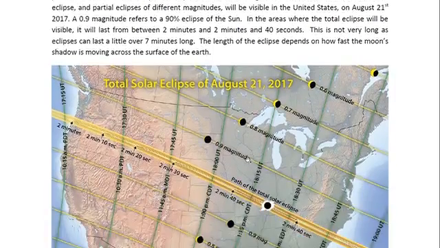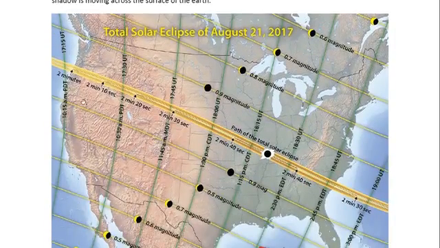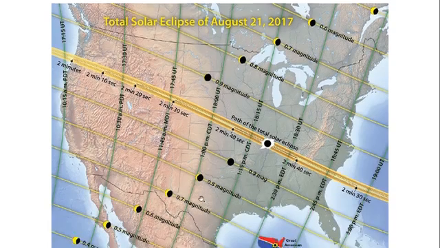And the track that it will form on the 21st of August has been mapped out already. This will be the track. This is the track that will be 70 miles wide. And then outside the track, we will get the partial eclipses. There's the 0.9 magnitude, where we'll see a 90% eclipse. There will be an 80% eclipse, and between here and there, it will vary between 90% and 80%.